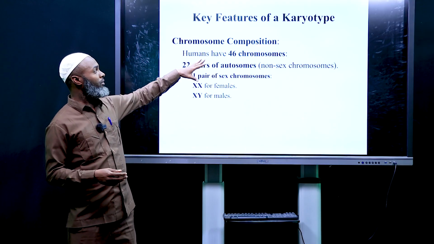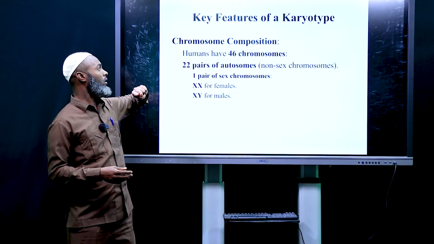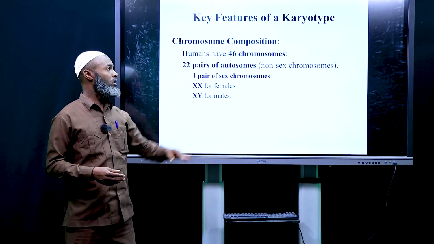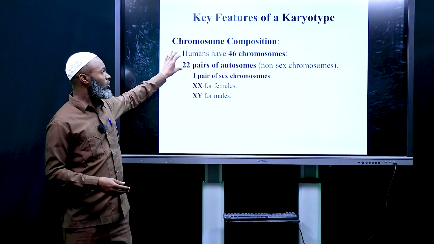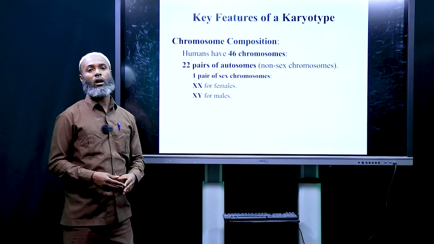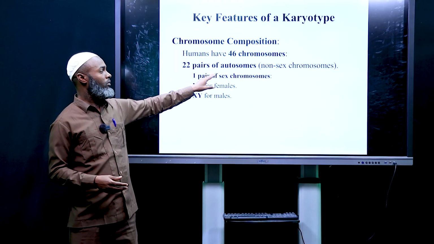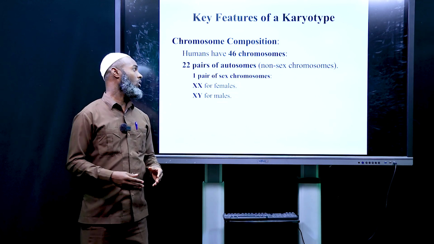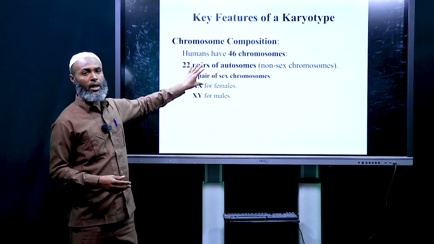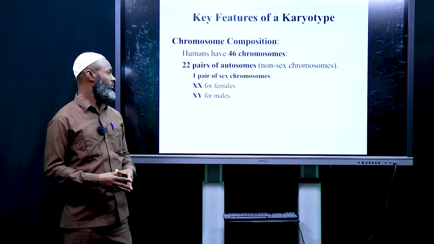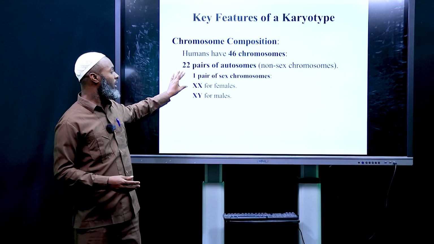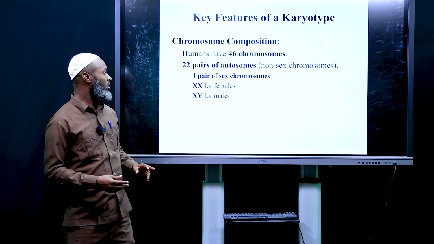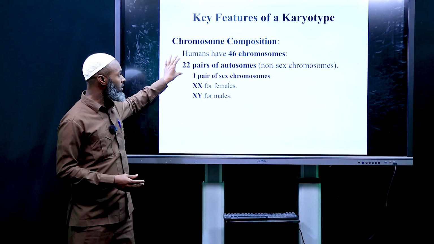The key features of a karyotype are chromosome composition. Humans have 46 chromosomes. 22 pairs of these are autosomes, so they are body cells or non-sex chromosomes. One pair is the sex chromosome. This sex chromosome is XX for females and XY for males. So these are known as autosomes.